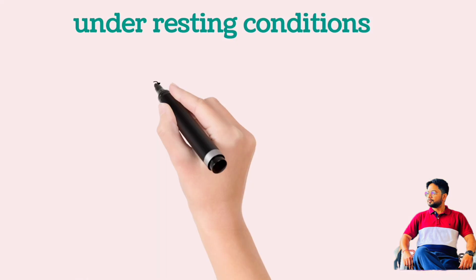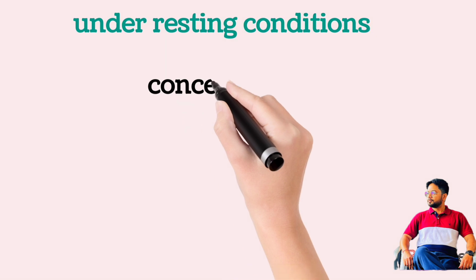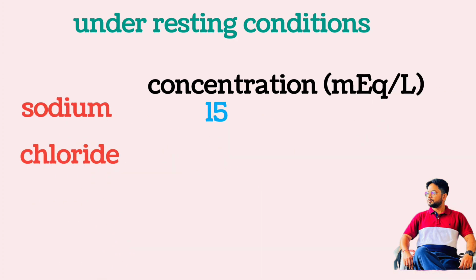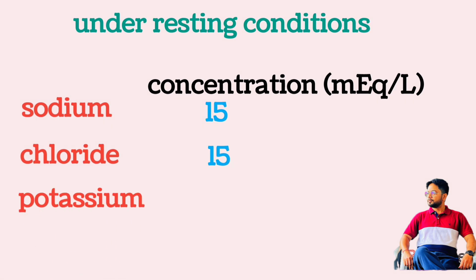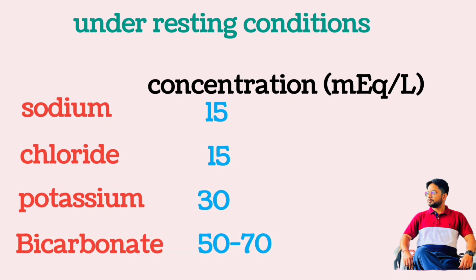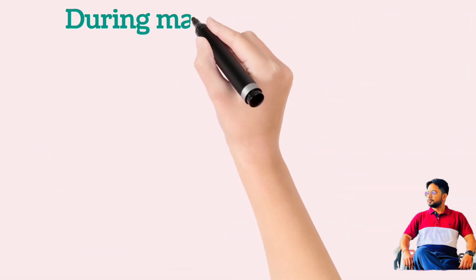The net result of this transport process is that under resting conditions, the concentration of sodium and chloride ions in the saliva is only about 15 milliequivalents per liter each. That is about 1/7 to 1/10 of their concentration in the plasma. However, the concentration of the potassium ion is about 30 milliequivalents per liter, that is 6 to 7 times as great as in the plasma, and the concentration of the bicarbonate ion is 50 to 70 milliequivalents per liter, that is 2 to 3 times that of the plasma.